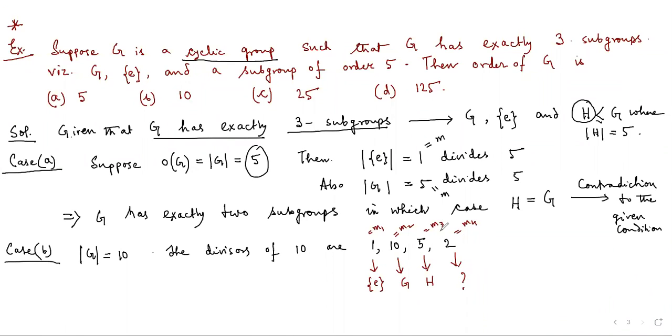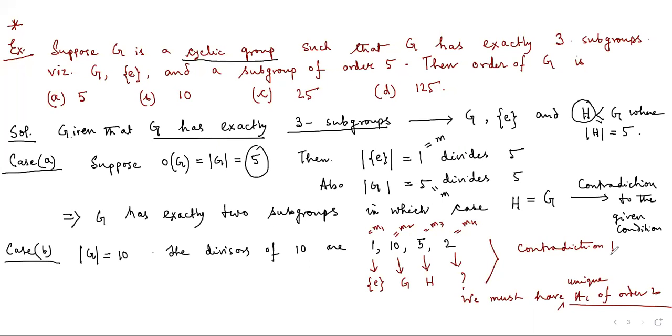According to the theorem, we must have a subgroup H1 of order 2, and it must be the unique H1 of order 2. And if it is so, then G has exactly 4 subgroups, but that is a contradiction. So your answer cannot be B either. This is wrong. Okay.